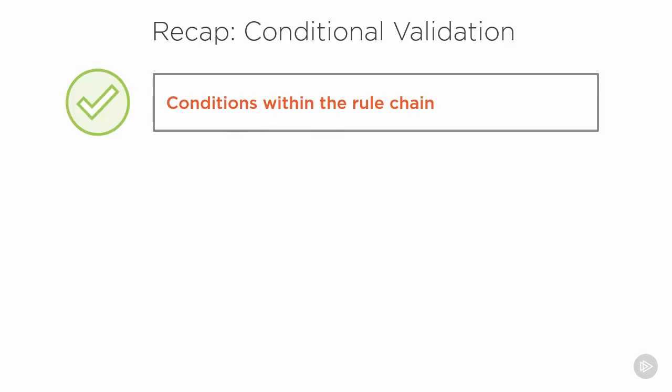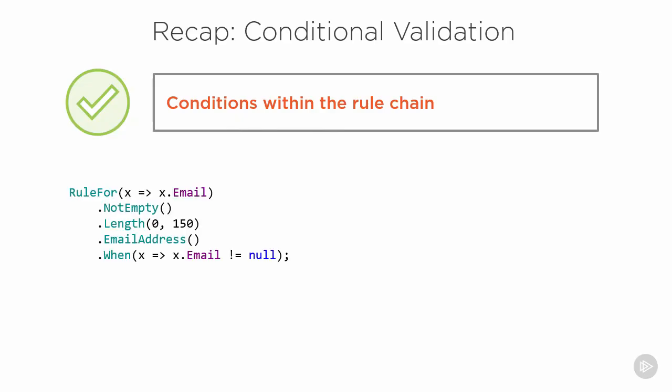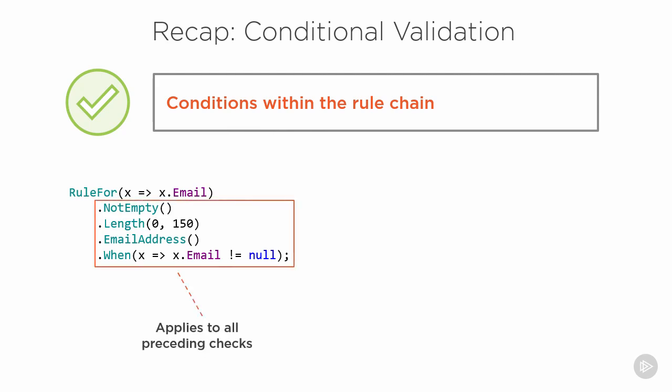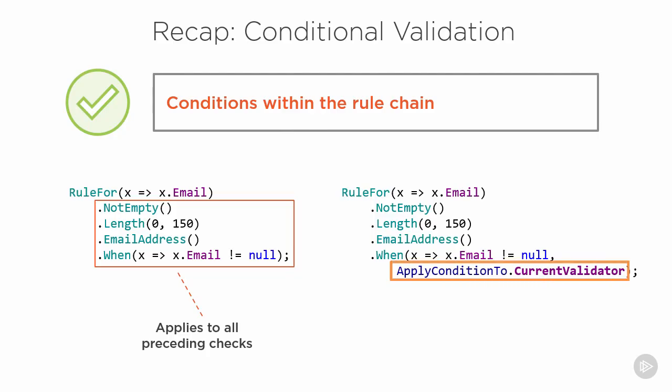In the previous demo, we had a deeper look into the feature of conditional validation in the Fluent Validation library. We used the two versions of the when method. The first one is used within the rule chain. By default, the condition in the when method call is applied to all checks that precede that method call. If you only want to apply it to the immediate previous check, then you need to pass this argument.